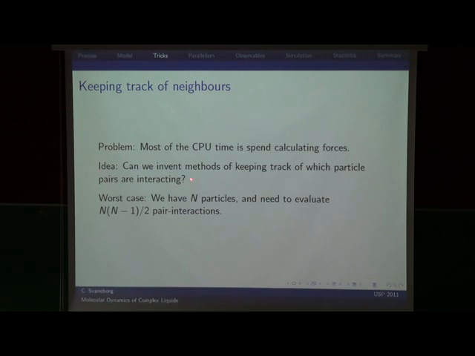The idea is to invent methods of keeping track of which particle pairs are interacting, such that we reduce the time spent calculating forces. The very worst case is that in principle all N particles could be interacting with each other, in which case we need to calculate N squared over two pair interactions. To calculate N squared interactions at each time step is prohibitively expensive. And if we didn't have clever algorithms to get around this, nobody would be doing molecular dynamics simulations of more than a handful of atoms or a handful of beads.